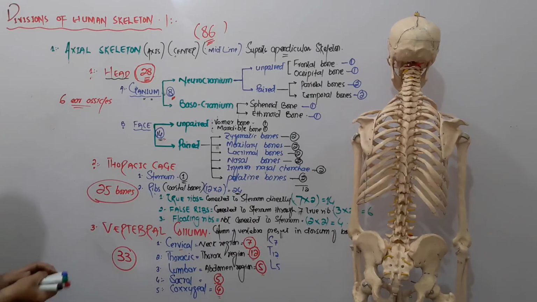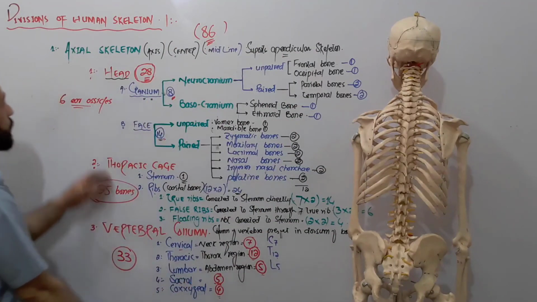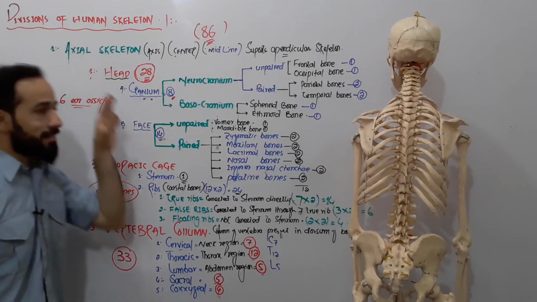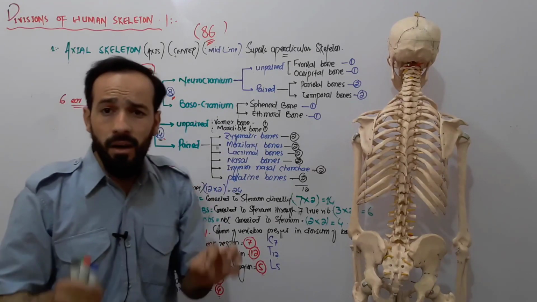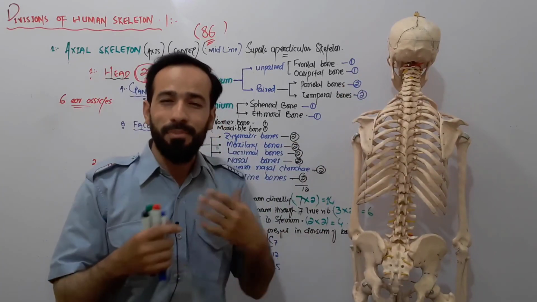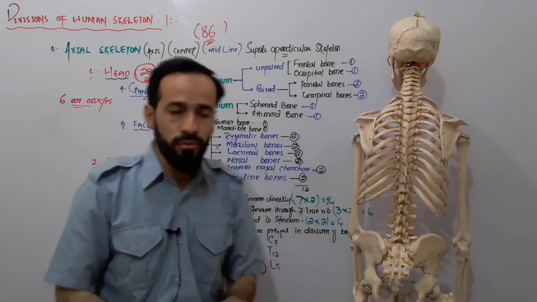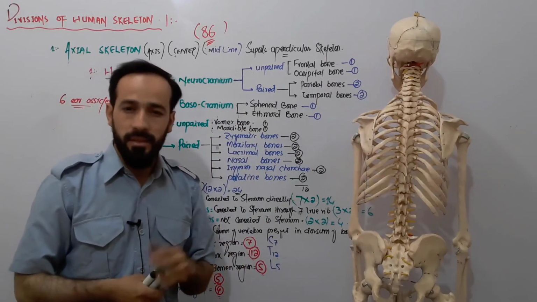So my dear friends, this was the division. These are all the bones which are present in your axial skeleton, and we will see all these bones while I show you all these bones practically. We will have a practical on this model and we will record those bones and we will name all those bones in the next coming lectures.